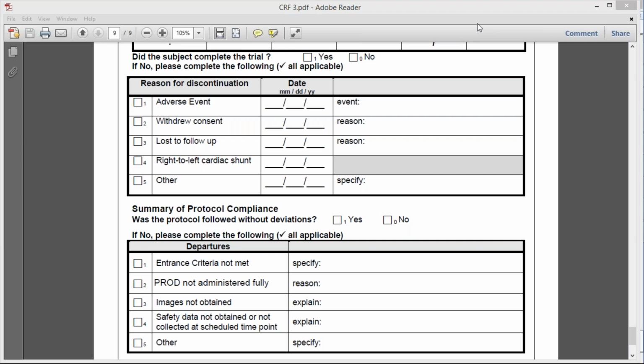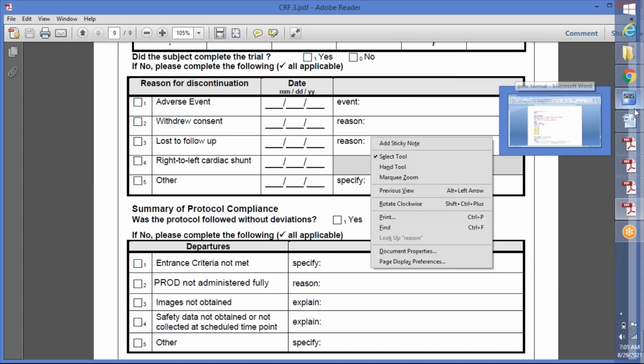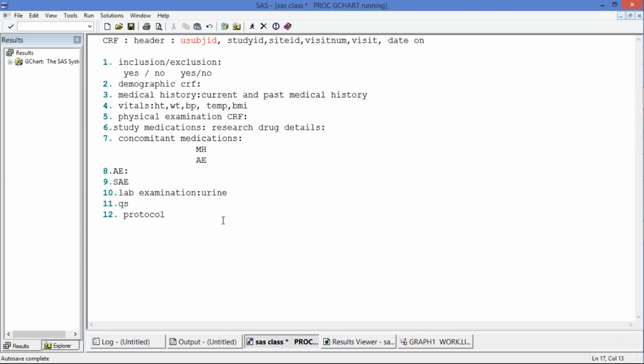The summary of protocol compliance: if protocol not followed, why not followed? You have to mention. So that is a protocol deviation. Protocol deviation should be submitted to authorities.